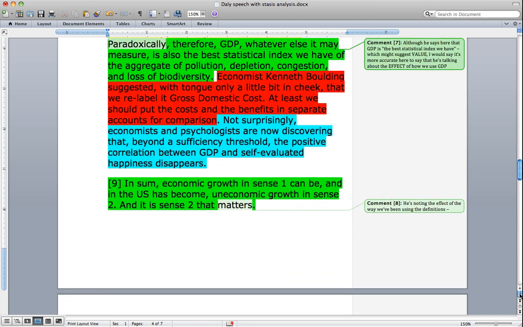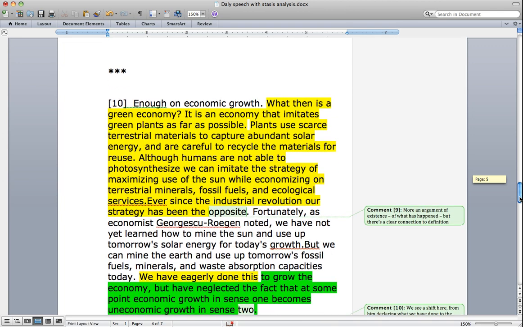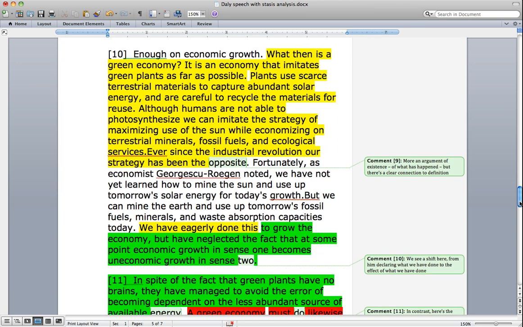And then as he starts to sum up this part of the argument, again, we're seeing effects, right? He's talking about the effects of the way we're using these definitions of economic growth. So he started in definition and moved us to questions of effect. And then in the second half of the argument, again, I think we see him turning to what is a green economy. So we see questions of definition again. And we see the same pattern, that he moves from questions of definition to questions of effect.